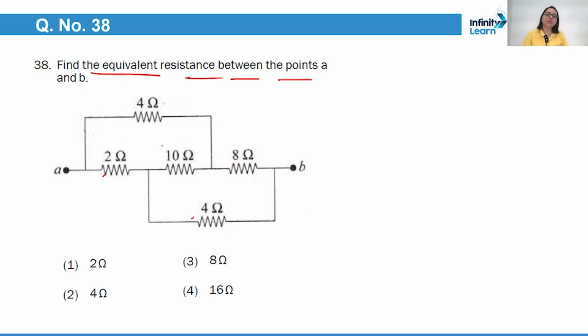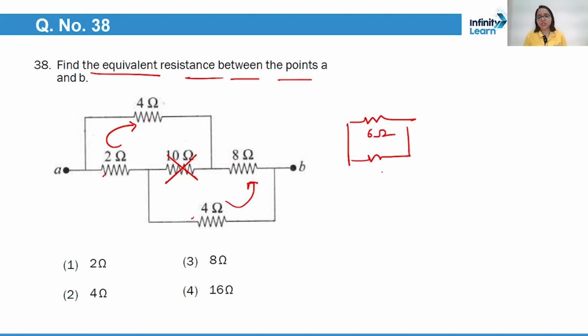So this is nothing but the Wheatstone bridge. So this resistance is useless. This 2 and 4 are in series. This 4 and 8 are in series, and then the combination is in parallel. Right. So series of 2 and 4 will be 6 ohm and 4 and 8 will be 12 ohm.